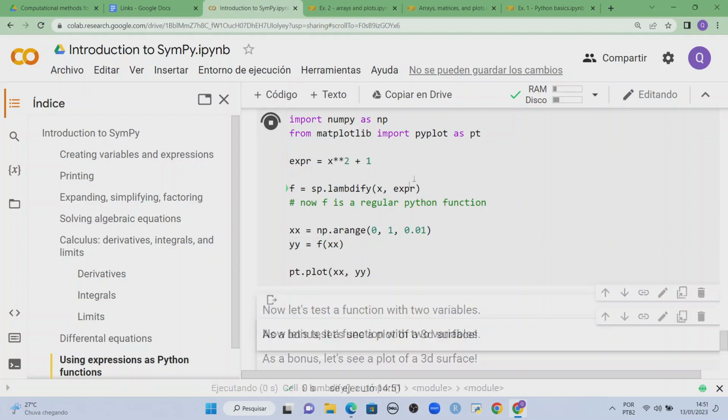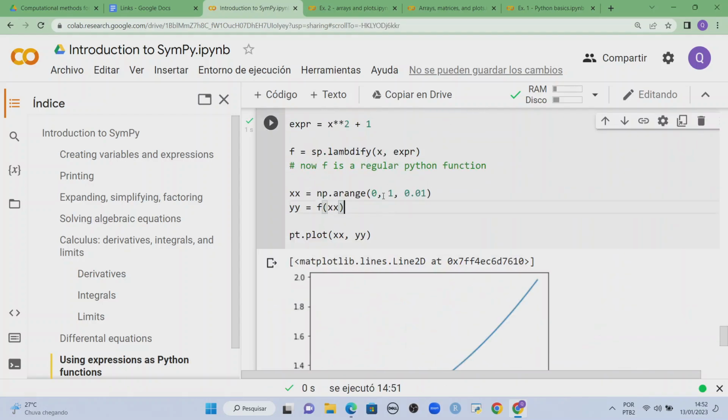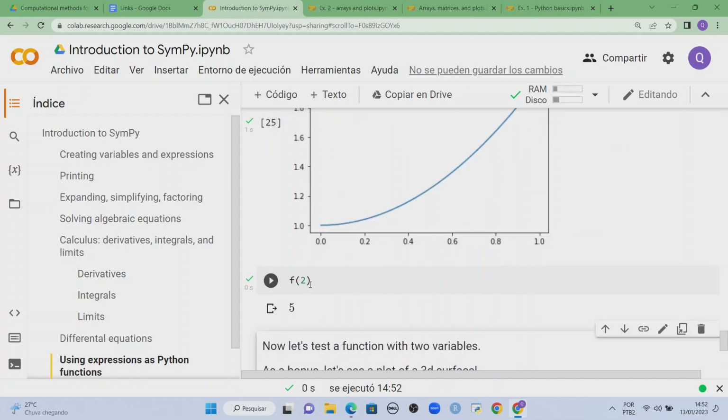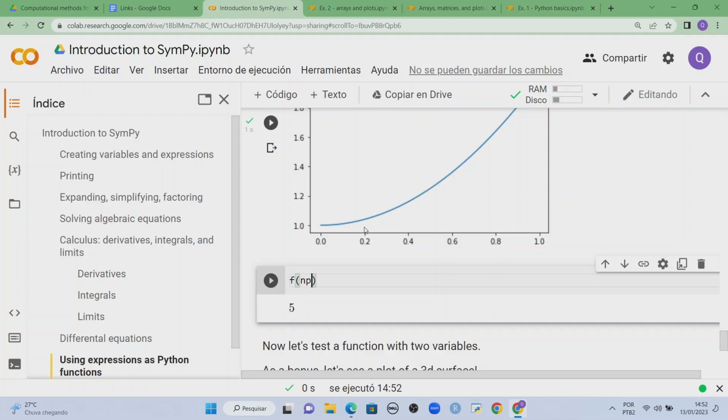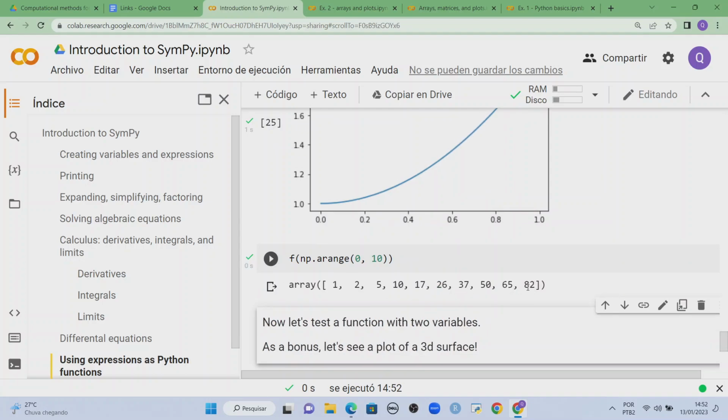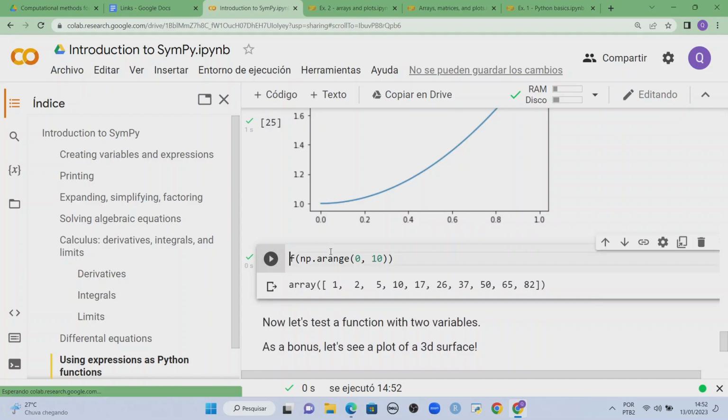Now I can call f of x. For instance, I can call f of 2, and this gives me a number. I can calculate f of an array, and f of an array returns an array, just like NumPy functions. So I can use f as a function. The default is to use NumPy functions, so it's already set up for use together with NumPy. You can use it on arrays and so on.